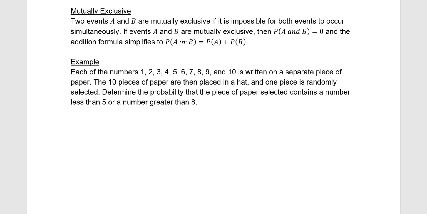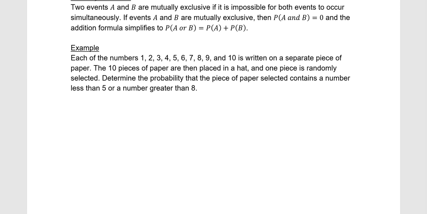And that brings us to our definition of mutually exclusive. So we say that two events A and B are mutually exclusive if it is impossible for both events to occur simultaneously. So if events A and B are mutually exclusive, since they can't occur at the same time, the probability of A and B both happening is going to be 0. So that means the addition formula ends up simplifying to the probability of A or B equals the probability of A plus the probability of B.